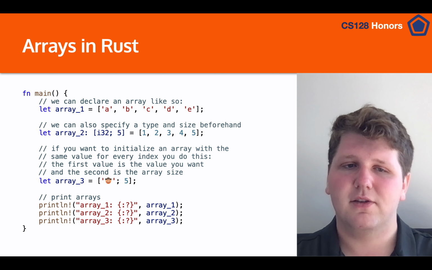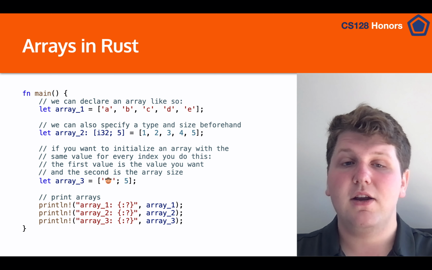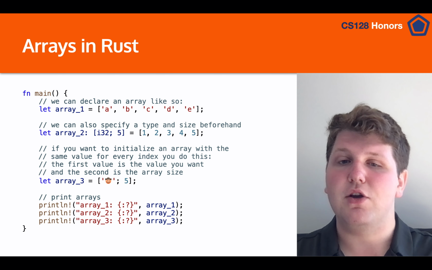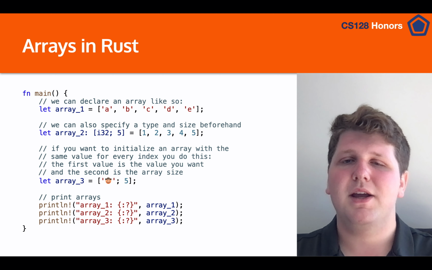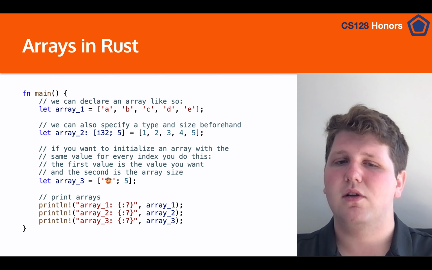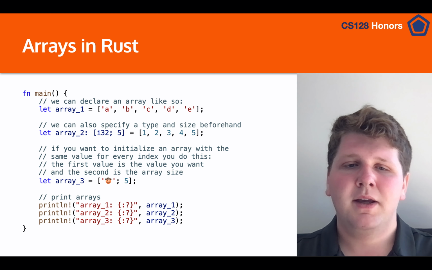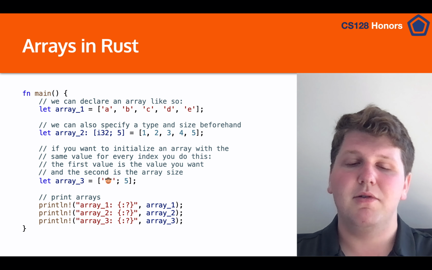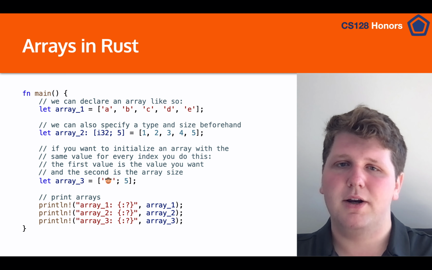If we look at this code here, this is how you create a couple of arrays. The first way is you can simply put the array where you need it to be, and then you just have all the values. The second way is to say what type and then how big it should be, and then you can start by filling it up, or you can manually set those values one by one. If you want to initialize an array with the same value for everything, all you have to do is what we do for array 3, which is you put the value you want with a semicolon and then how many times you want it.